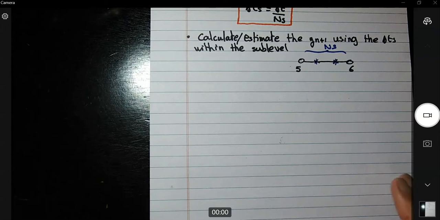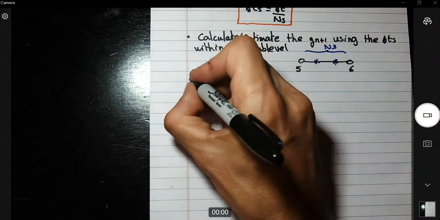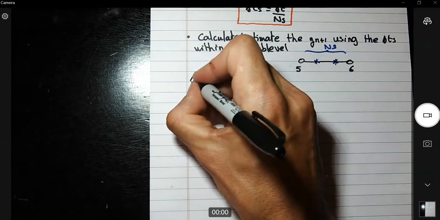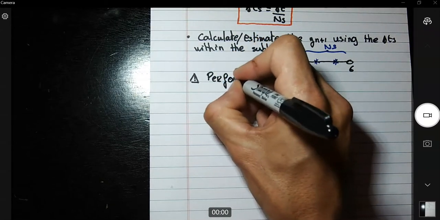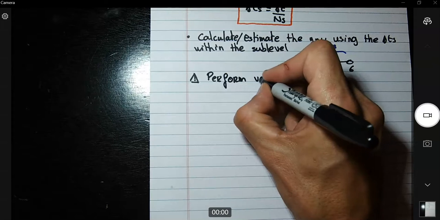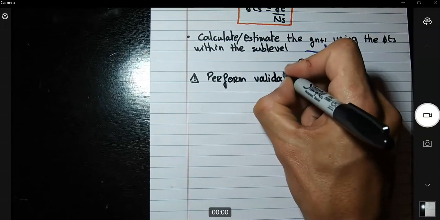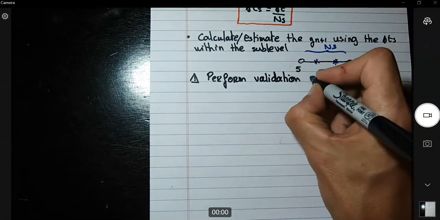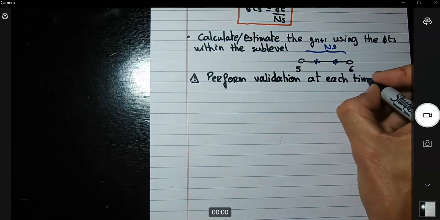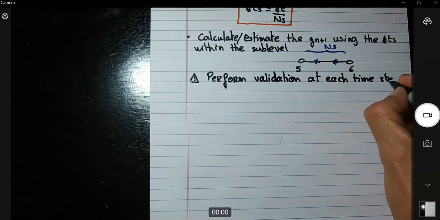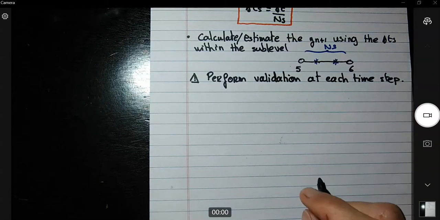All right, and remember to perform validation at each time step.